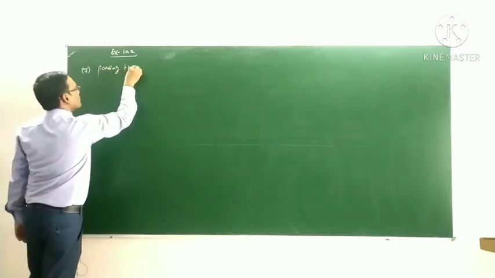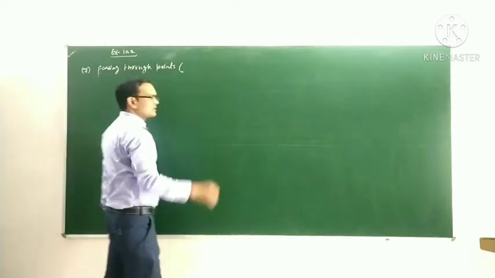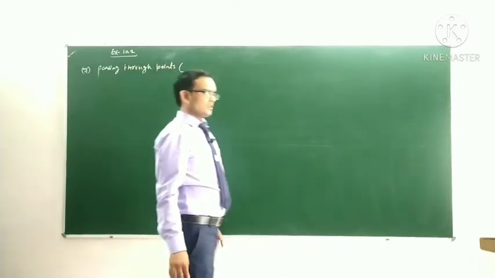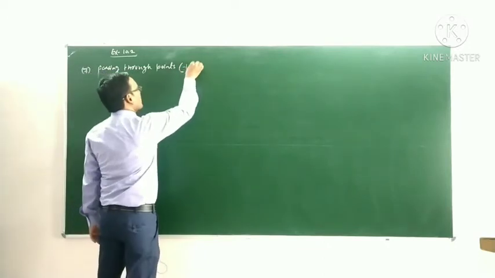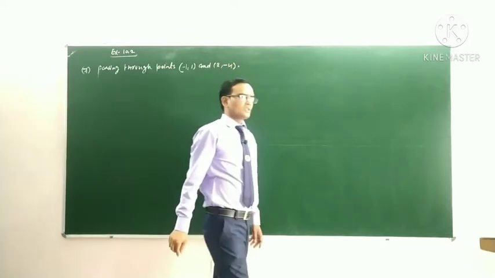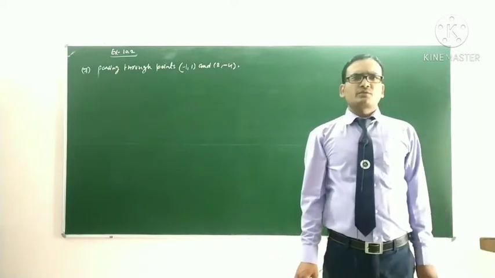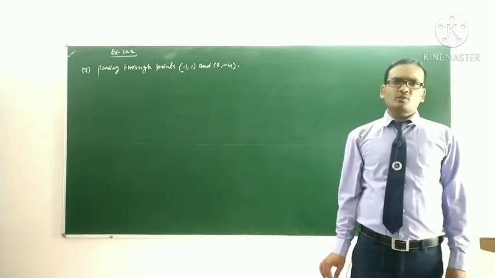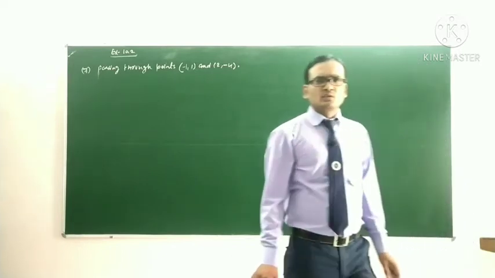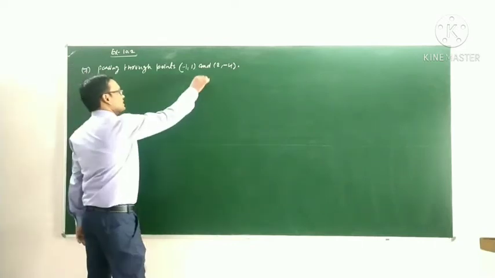Passing through points (-1, 1) and (2, -4). Okay students, here in this question it is given that the line passes through two points: the first point is (-1, 1) and the next point is (2, -4). Then we find the equation of the line.